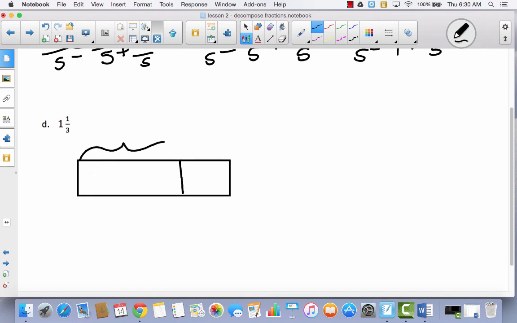Now, because the denominator in this fraction is thirds, that tells me that my whole has to be divided into 3 parts. I'm going to draw 2 lines. So now I've got 1, 2, 3 thirds, and this is my other third. This one's a little bit bigger, but that's okay. All right, so now I'm going to shade all of it this time. So I have 1 whole and 1 third.